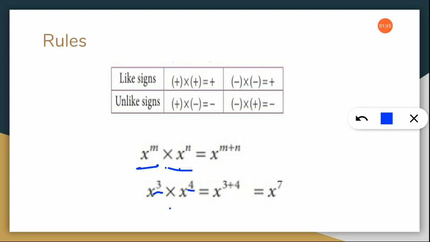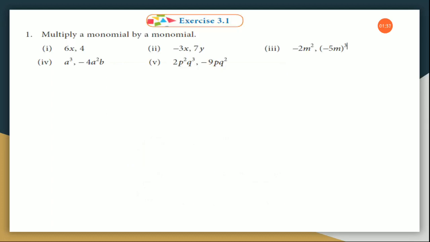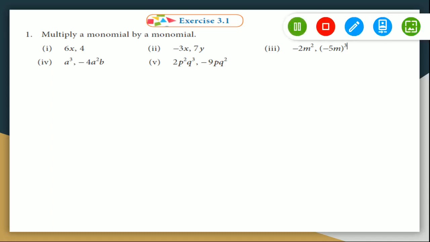Is it clear? Shall we solve sums? First, multiply a monomial by a monomial. What is a monomial? One single term is called a monomial. If there are more than two terms, we call it a polynomial. Also, we learned a few other names. When there are two terms, we call it a binomial. Three terms, trinomial. Four terms, quadrinomial. Clear? So above 2, we can call it a polynomial.